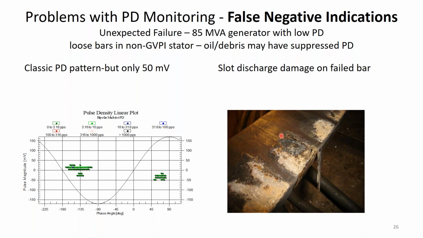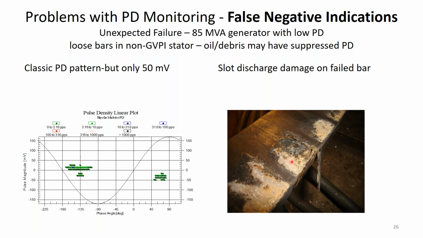This was a relatively small turbine generator, an 85 megawatt machine. This is the first thing I knew about it. They sent me this picture, and this machine had clear loose coils in the slot, probably for a long time. They had oil in the slot, and it had classic slot discharge failure in the line end coils.